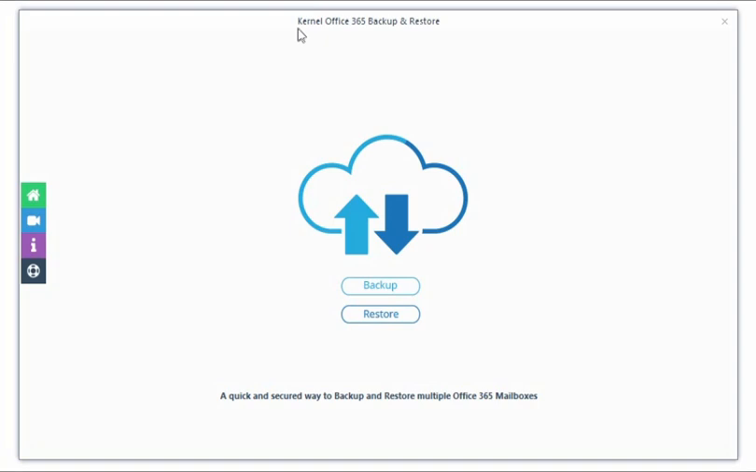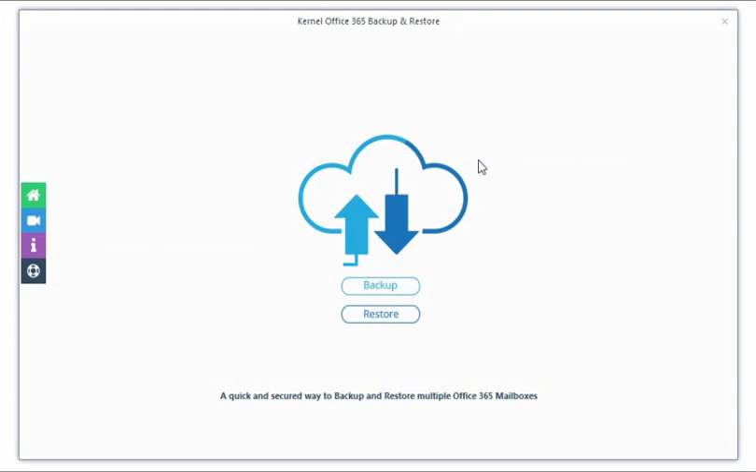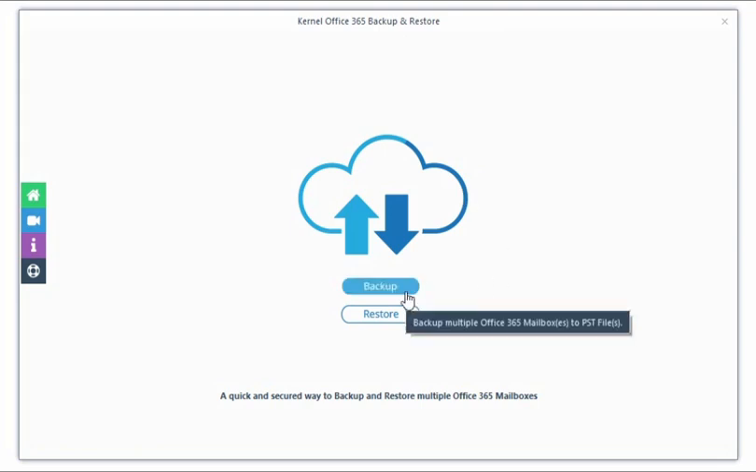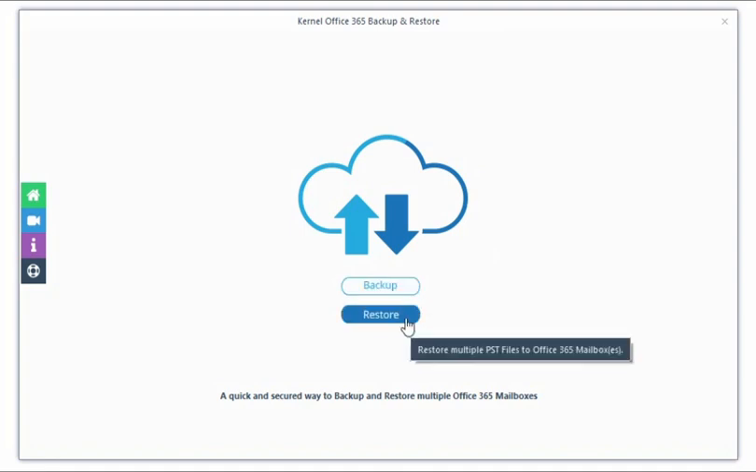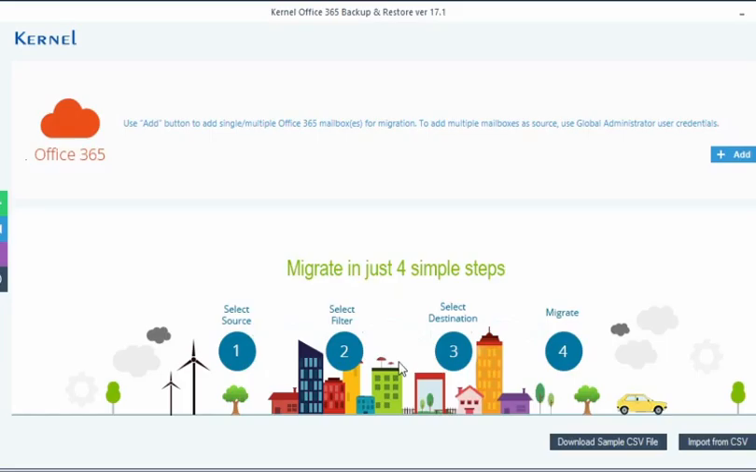Kernel Office 365 Backup and Restore is a smart and secured backup and migration tool to meet all your Office 365 migration needs under a single hood. This standalone tool allows you to effortlessly backup a number of Office 365 mailboxes at once, and then restore them conveniently to separate PST files. Use this backup option to migrate your Office 365 mailboxes to PST files.